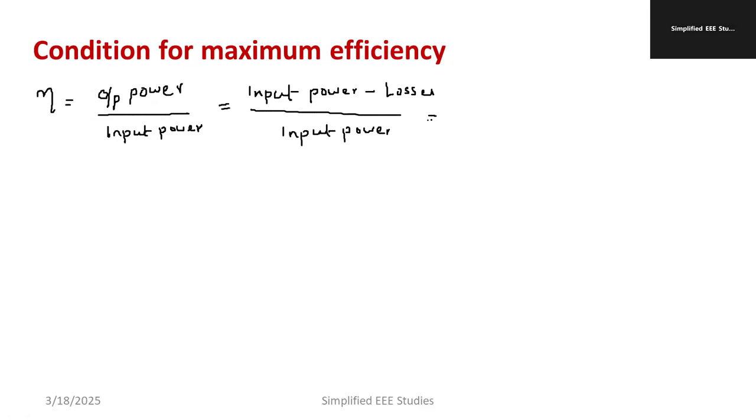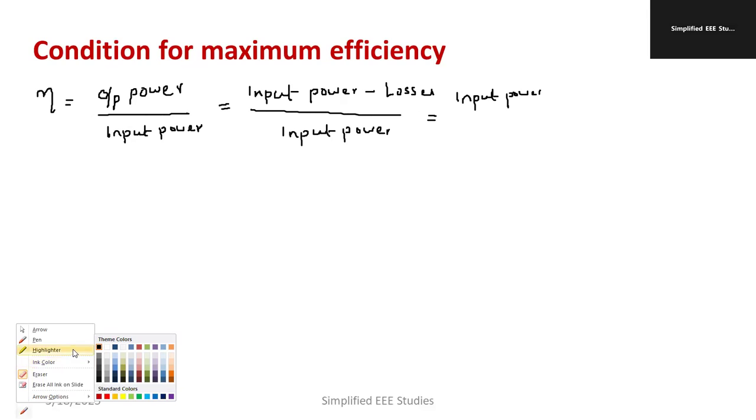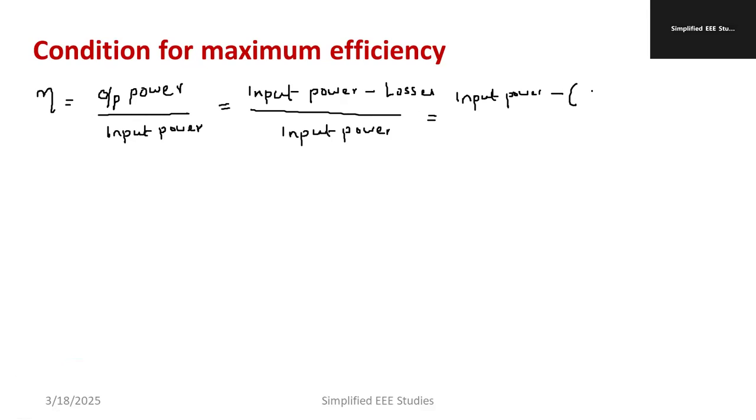There are two important losses in a transformer. Input power minus the losses. One is iron loss, the other one is copper loss. So input power minus iron loss minus copper loss, divided by input power. It is pretty simple.